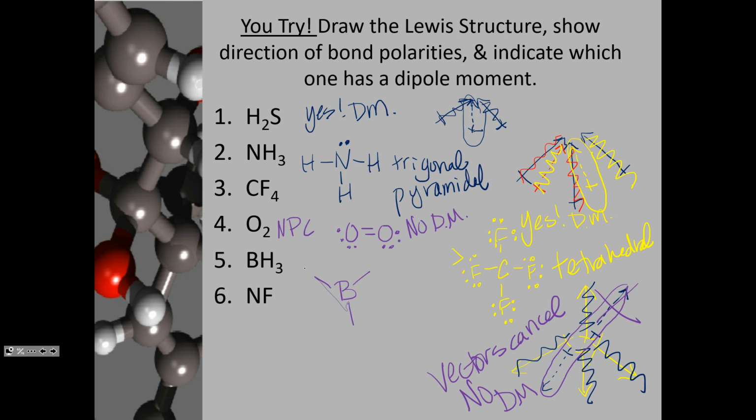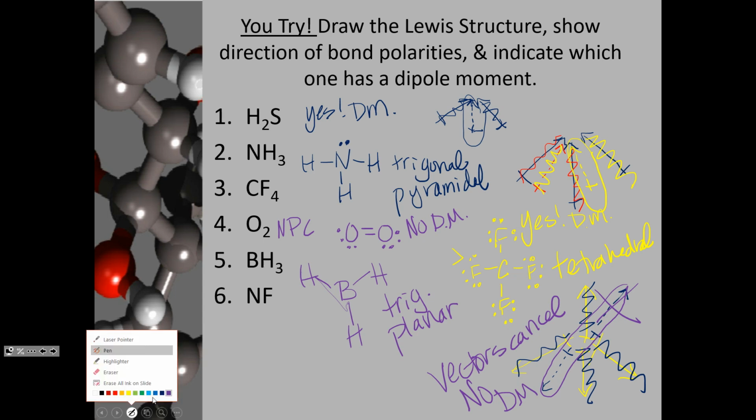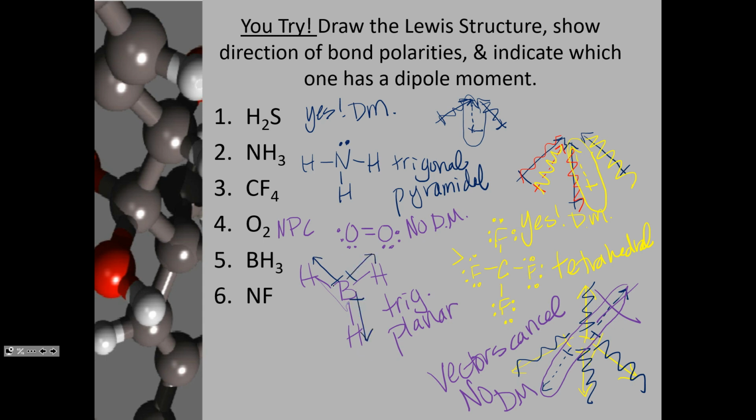BH3, boron trihydride. This is going to be a trigonal planar structure. 2, 4, 6 electrons is all you got. This is trigonal planar. Since it's trigonal planar, you're going to draw your vectors based on that particular shape. So these two are at angles. I would point the vector towards the hydrogen. He's the more electronegative element here between him and boron. And there your vector's going to be down there. So you have three vectors in a trigonal planar arrangement.